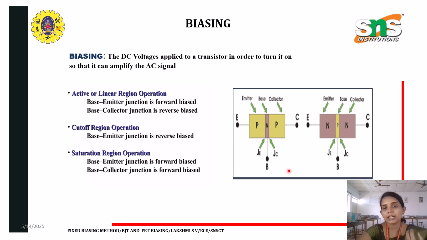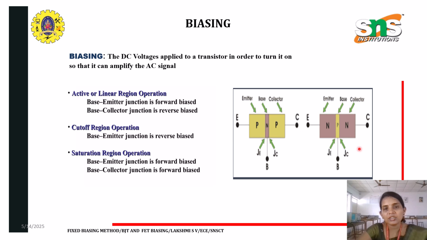The next is the cutoff region. In the cutoff region, here the base emitter junction, this one is for PNP. Similarly for NPN, the polarity alone gets reversed. For the cutoff region, we can see that the base emitter junction is reverse biased, which means there is no current flowing through the circuit, and in this region the transistor is going to act as an open switch.